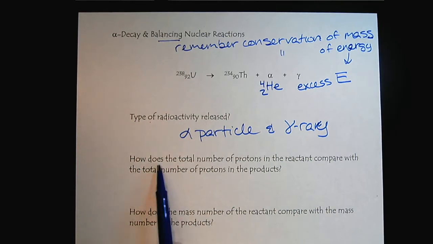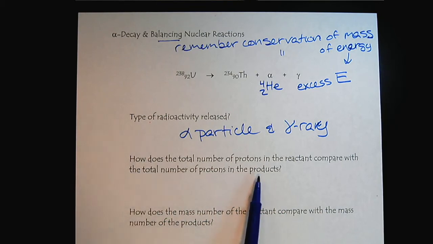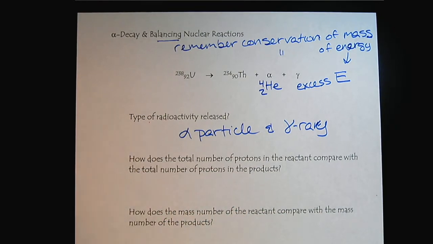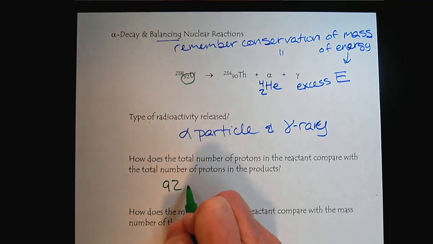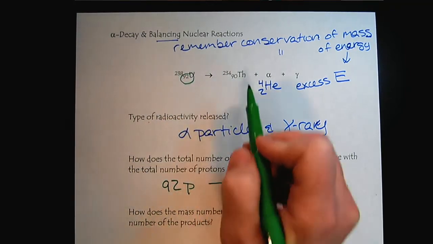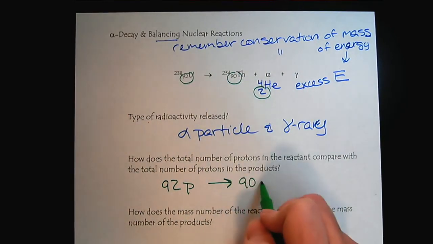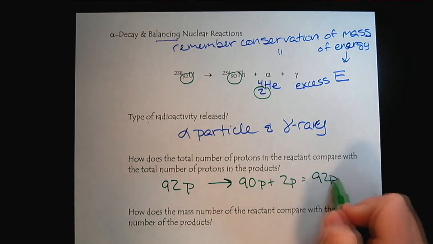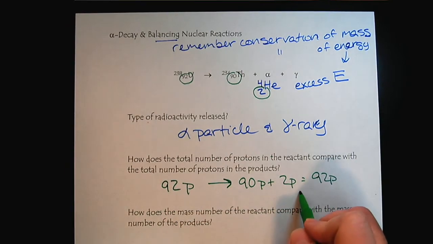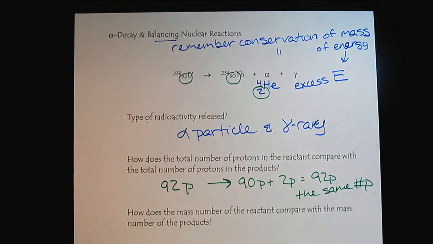How does the total number of protons in the reactant compare with the total number of protons in the products? If we look here, we started with 92 protons on the reactant side, and then we have 90 plus 2, so 90 protons plus 2 protons. We see that it's the same. We have the same number of protons.